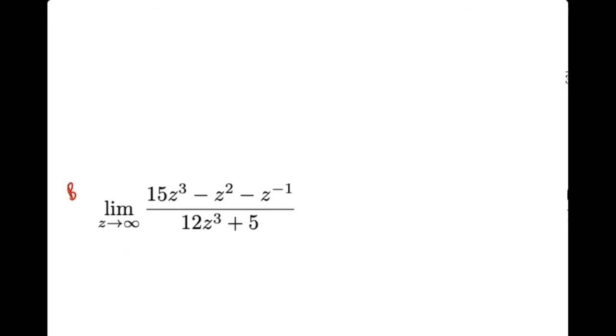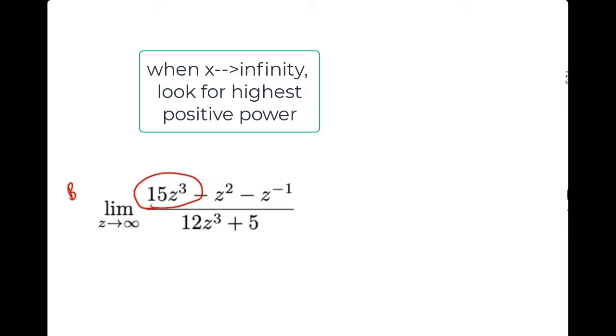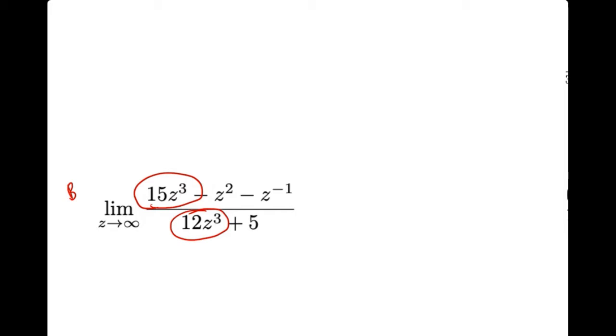So we got some pieces that are going to infinity. This one and this one. And between those two, the 15z cubed part is going to be the one that wins. In the denominator, the 12z cubed part wins because you can add 5 to a billion all you want. Is a billionaire getting $5 more going to matter? No, the billionaire doesn't care about $5. We're insignificant to that person.